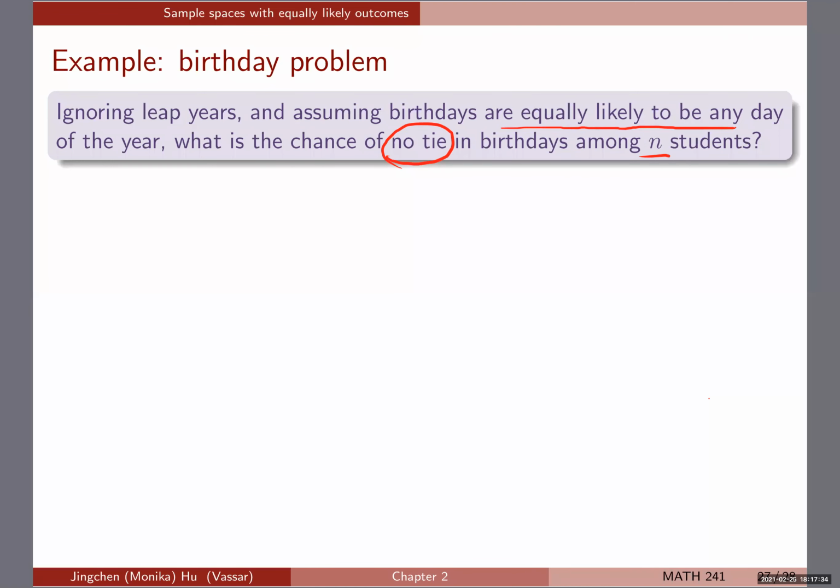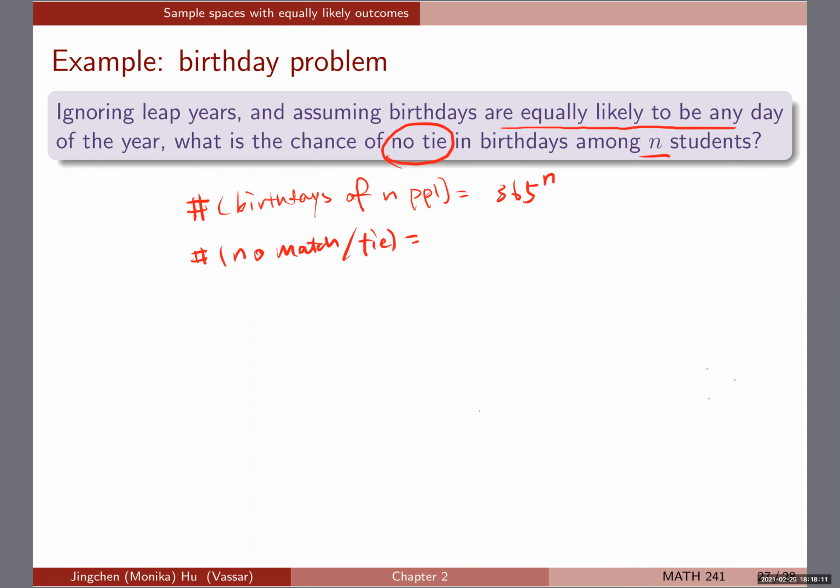Okay, so for the probability, let's not do probability first, let's do the cardinality first of birthdays of n people. Each person has 365 choices, and then we have n people, so it's going to be 365 raised to the power of n. That's the sample space we're working with. And the event we're considering here is that there's no match, or no tie.